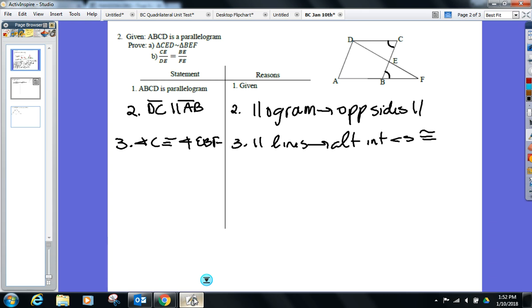Yes, Alyssa. Yesterday we didn't write that they were parallel first, for the first three. That's because I gave you that they were parallel. All good?